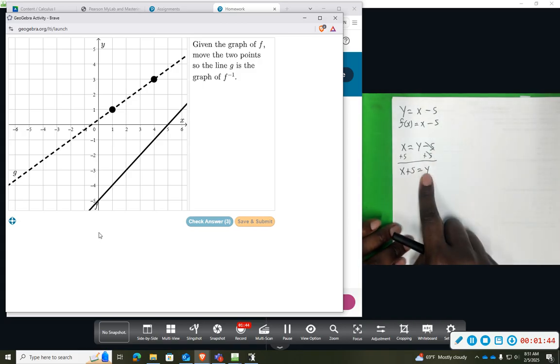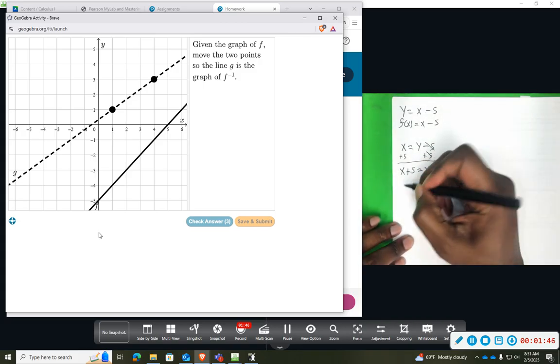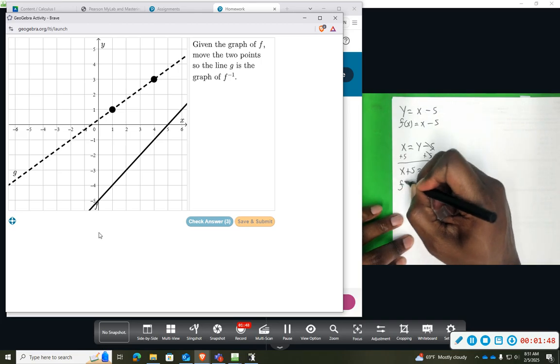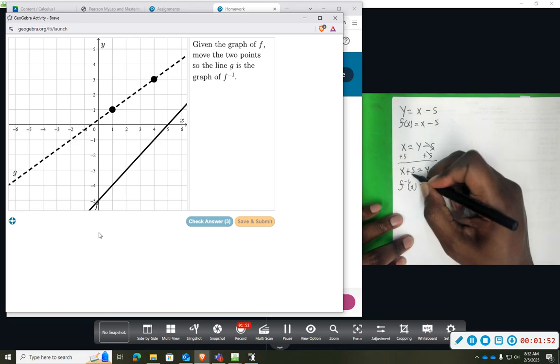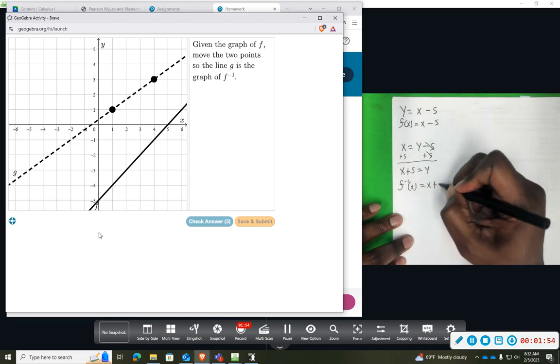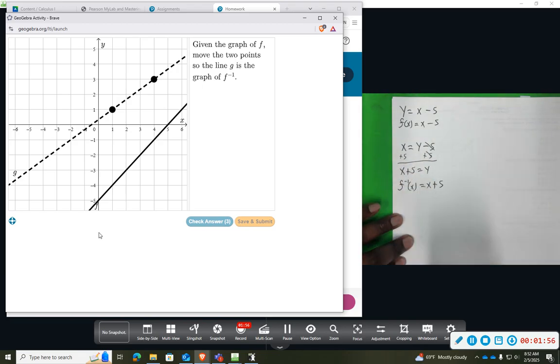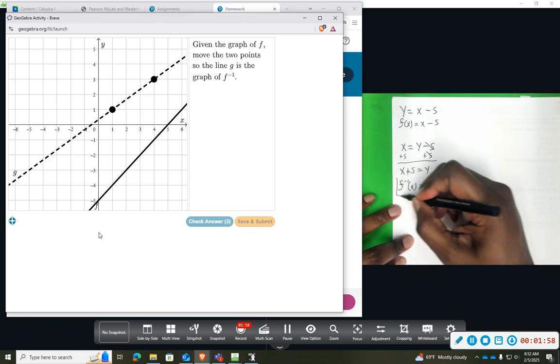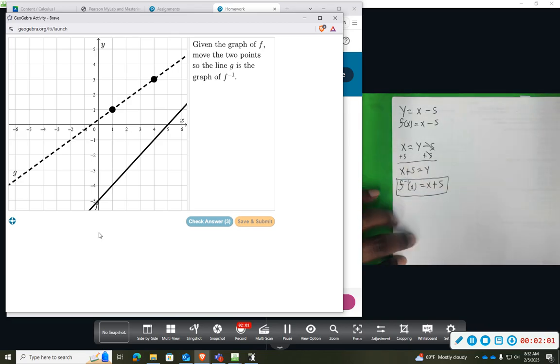So once I get this, I'll replace that with the correct symbol. So that's going to be f inverse of x. And that's going to be equal to x plus 5. You can rewrite it so it looks correctly. So this is our inverse function, and then we're going to graph that.